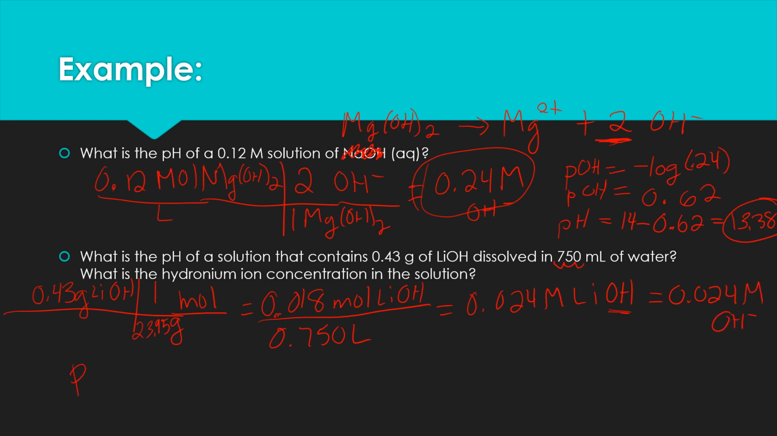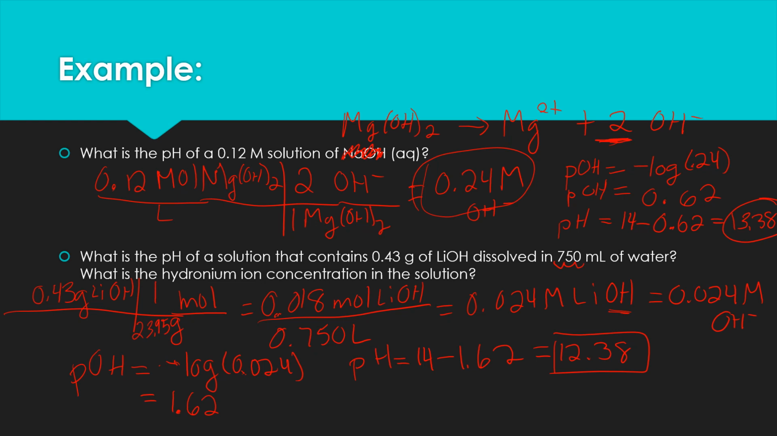So our pOH would be negative log of 0.024. So negative log 0.024, and I get 1.62. So our pH would be 14 minus 1.62, and we get 12.38 as our pH. Now there's a second question here.